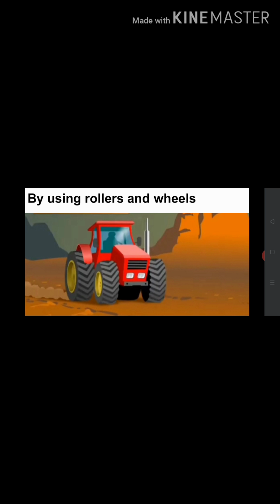Next one is by using rollers and wheels. We can reduce frictional forces by using rollers and wheels. Many heavy objects like suitcases are provided with small wheels called rollers to reduce friction so that they can be carried easily by pulling.